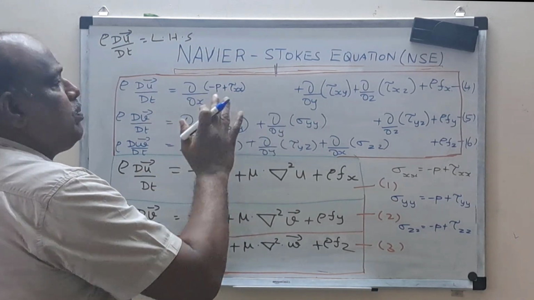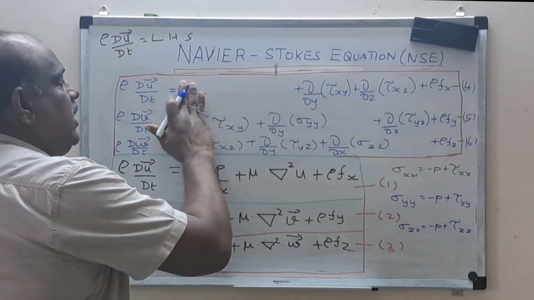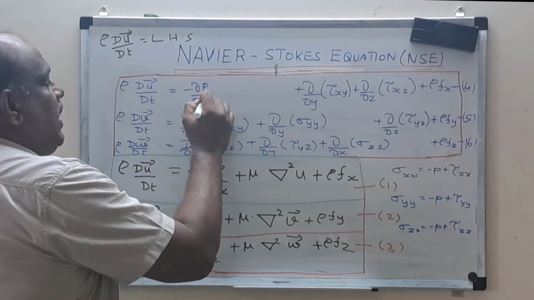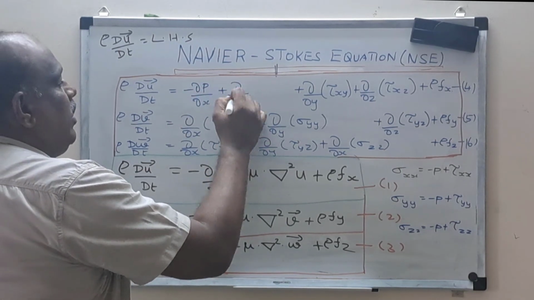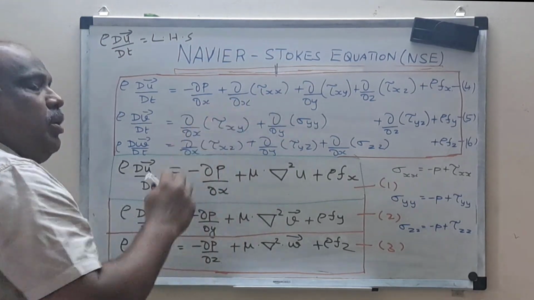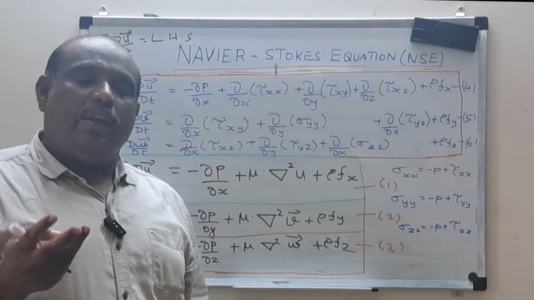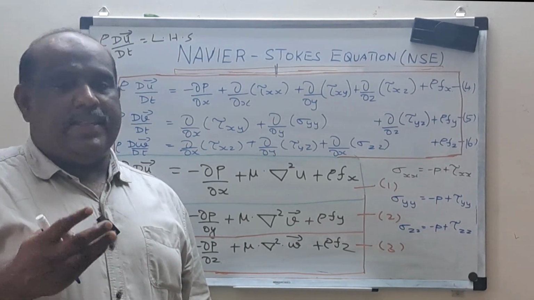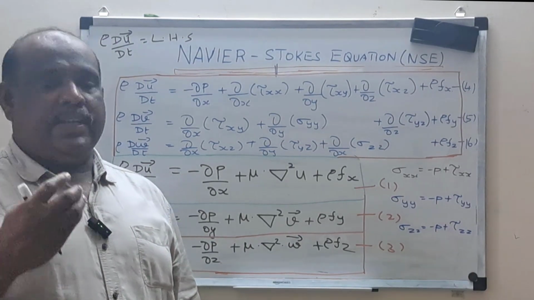So I left some space. So I can write now like this. Instead of this term, I can write minus dou p by dou x plus dou by dou x of tau xx. So either you can write dou by dou x of sigma xx, or in some books they may refer to it as minus dou p by dou x plus dou by dou x of tau xx.